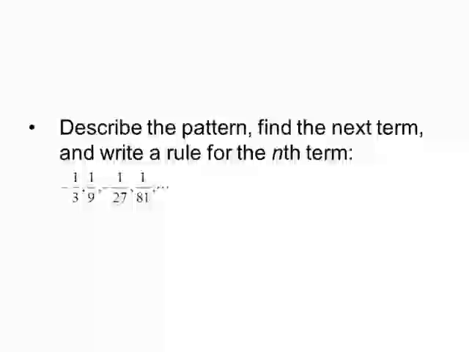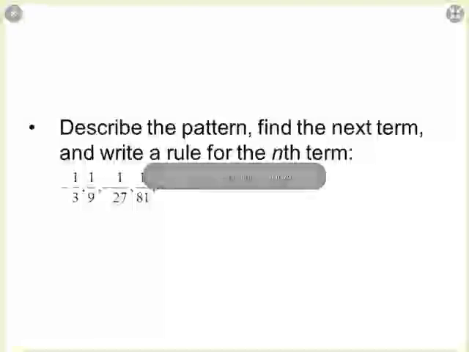In the next group of questions, we're asked to do a few things. To describe the pattern, so we're going to talk in words about what we see happening here. Then we're going to use that pattern to find what the next term should be. And then we want to write a rule for the nth term, which means that if I wanted to know what the 100th term was, I could just plug 100 into that rule and get the answer, instead of having to find every term along the way until that term. So first, describe the pattern.